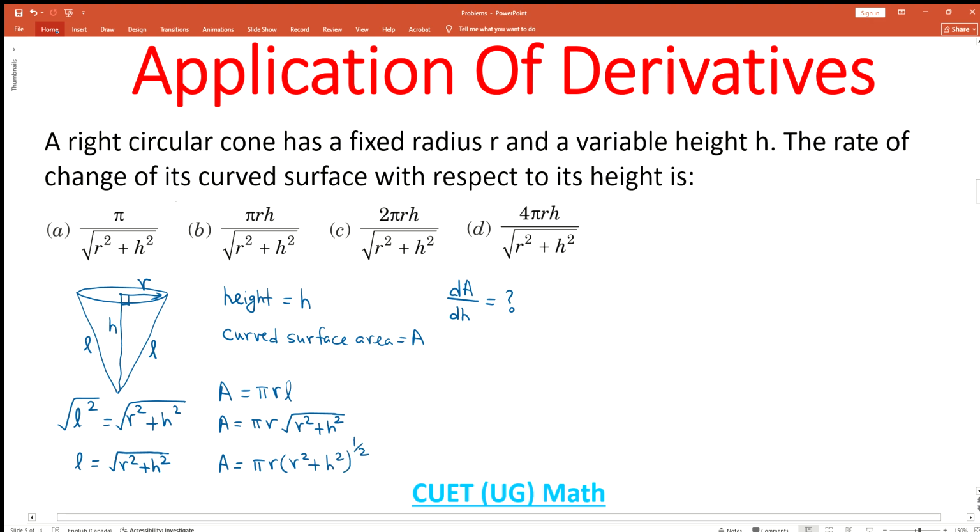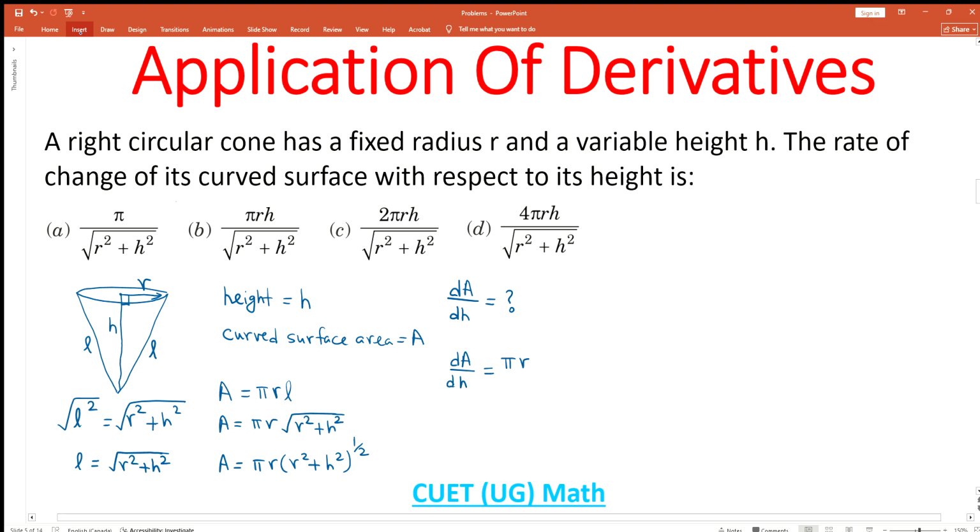Now we can find the derivative with respect to h. On the left side, I get dA over dh. On the right side, pi times r is a constant because for this problem, we assume that the radius is fixed. It is the coefficient of the term. So as per the constant multiple rule, it will stay the same. Next, we can find the derivative of the term r square plus h square to the power 1 over 2 with respect to h using the chain rule.